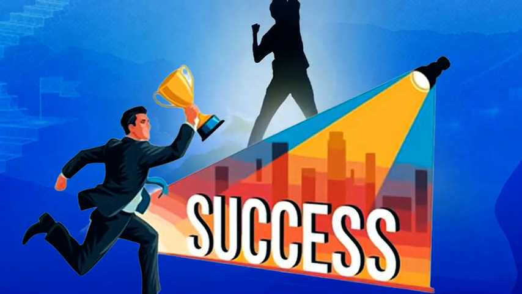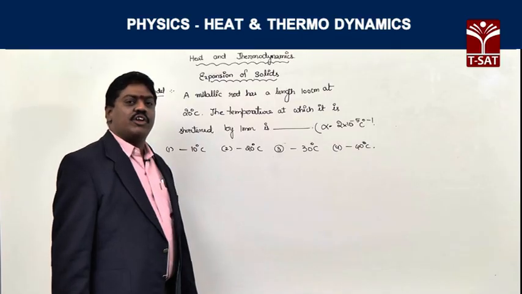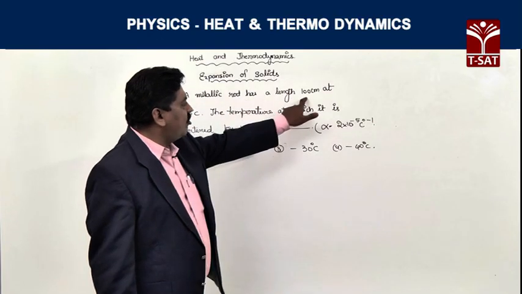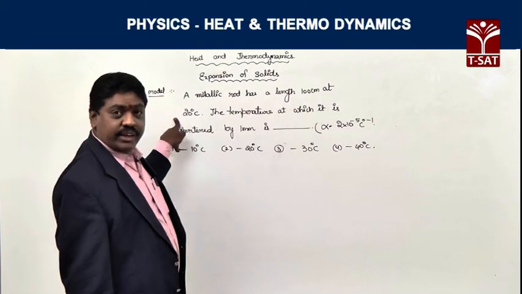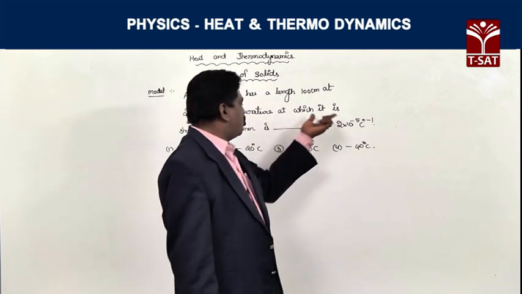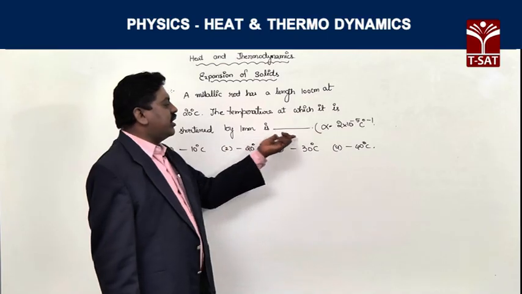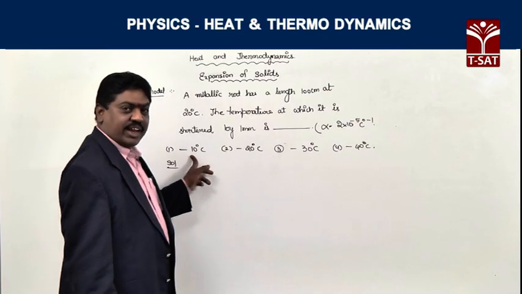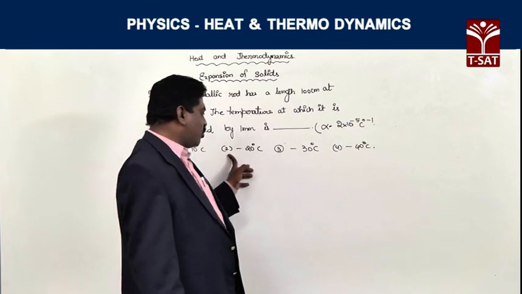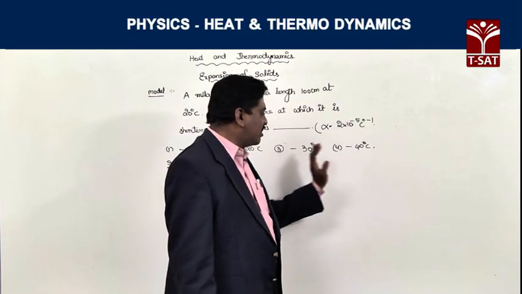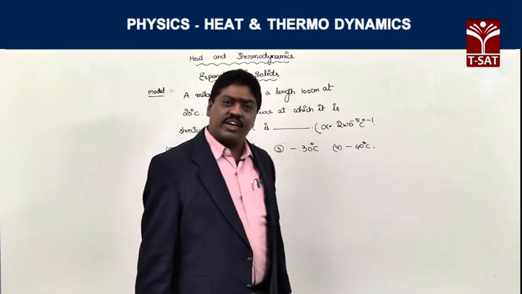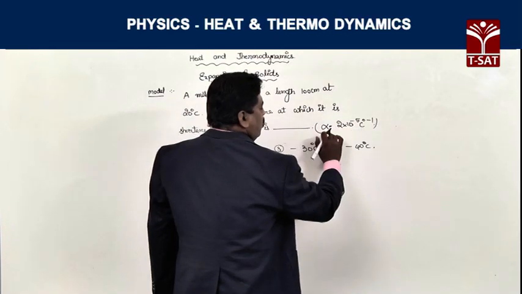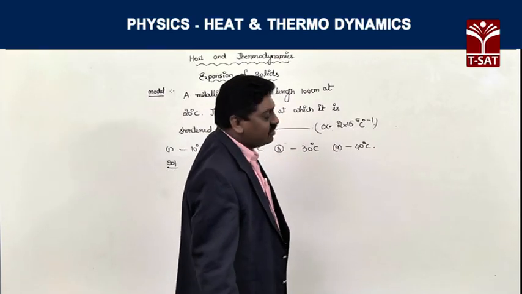Now, let us consider a model on coefficient of linear expansion. Here a metallic rod has a length 100 centimeters at 20 degrees Celsius. The temperature at which it is shortened by 1 millimeter is: the options given are minus 10 degrees Celsius, minus 20 degrees Celsius, minus 30 degrees Celsius, and minus 40 degrees Celsius. Here the alpha value is given as 2 into 10 to the power of minus 5 per degree Celsius.